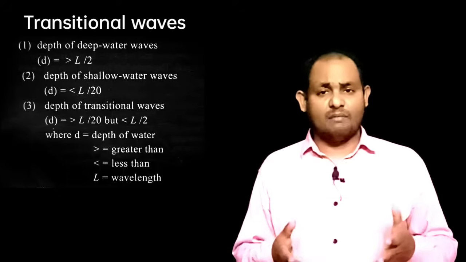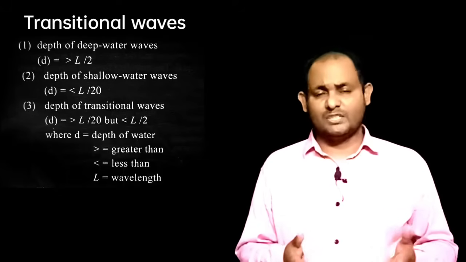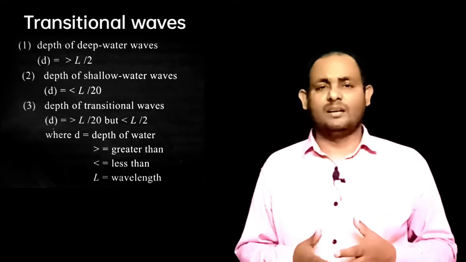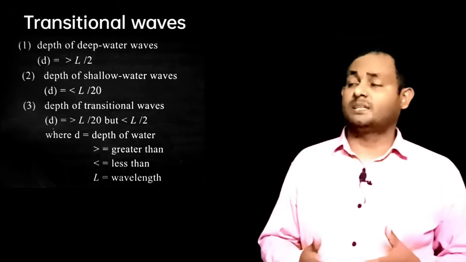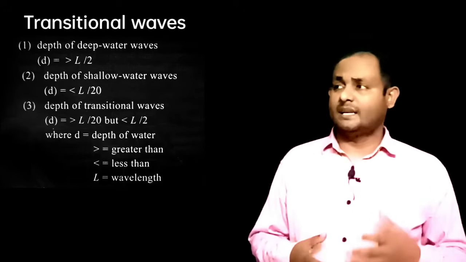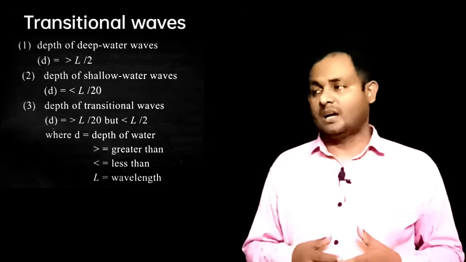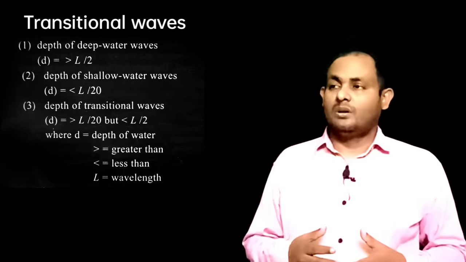So the depth of deep water waves, d, is greater than L by 2, the depth of shallow water waves is less than L by 20, and the depth of transitional waves is greater than L by 20, but less than L by 2.